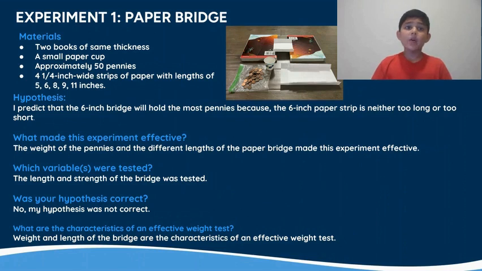To understand how the length and strength of a bridge are related, I conducted a paper bridge experiment. I used paper bridges of fixed width and different lengths, pennies, paper cups, and two books of the same thickness to conduct the experiment on how many pennies would be held by different lengths of bridges. My hypothesis was that the 6-inch bridge would hold the most pennies because the 6-inch paper strip was neither very long nor very short.